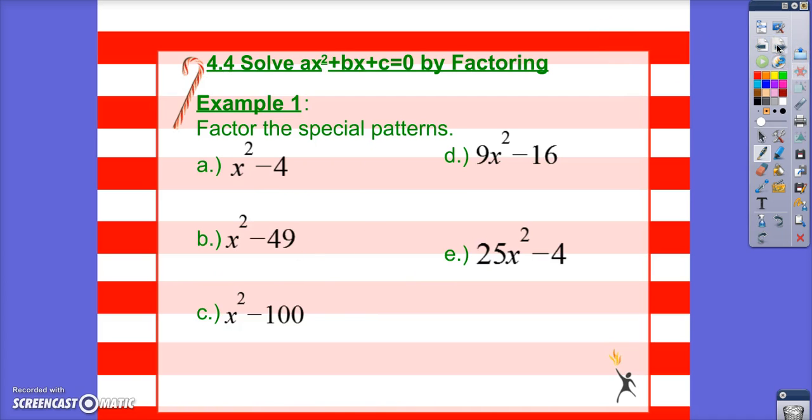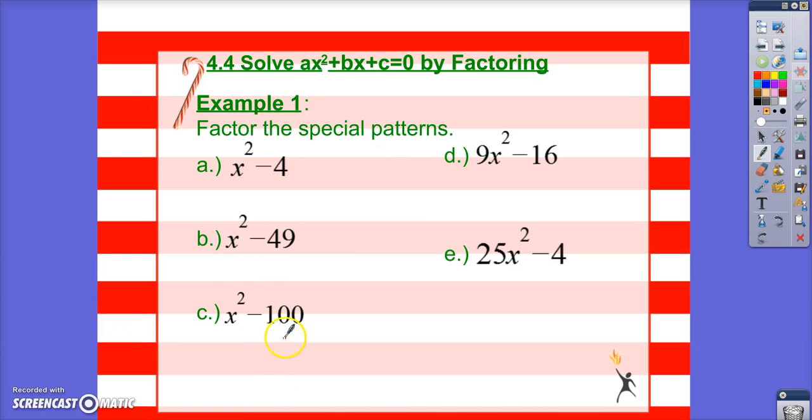Today we're going to add something to lesson 4.3. We're going to continue to factor, so it's called solve ax squared plus bx plus c equals 0 by factoring. So what happens now is we have a coefficient in front of the x squared. So let's look at it and use the example here with factor the special patterns.